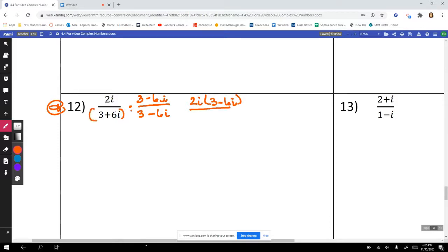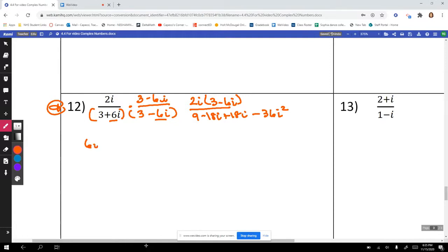Now again, we'll set this up and we'll use FOIL. 3 times 3 gives me 9. My outside is negative 18i. My inside is positive 18i. And then I have 6i times 6i. So there's a negative there. 6 times 6 gives me 36. And then I have i squared. Right now, I need to clean it up a little bit.